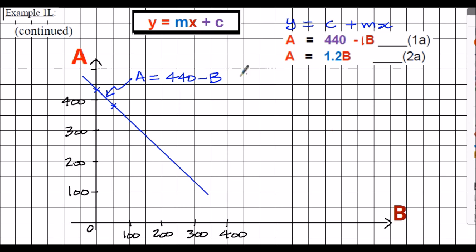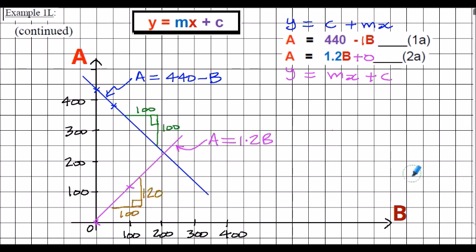We now take equation 2A, that has an intercept value of 0. Let's put the 0 here, so that's of the form y equals mx plus c, so c is 0, and the m in this case is positive 1.2. So our first point will be at 0, 0 for our line, and then our gradient is going to be a rise of 1.2 in a distance of 1. So our second point could be considered as a rise of 120 in a distance of 100. So we could plot the second point somewhere here.